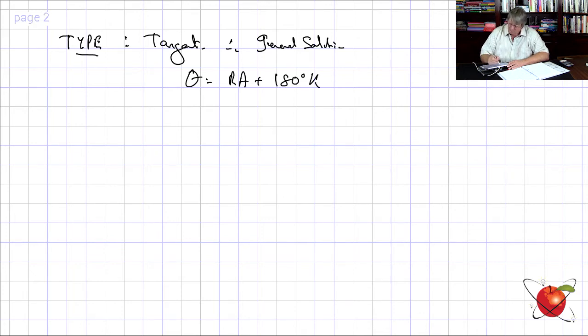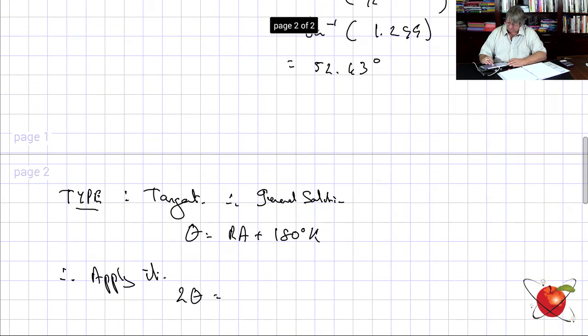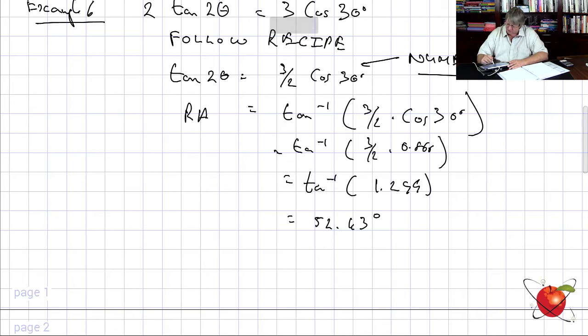Like so. But in this case, it's 2 theta. Therefore, apply it, and you got 2 theta, because why? Because, going back again, remember what we started off with? Let's go blue. That was the new subject of the formula, is it not?